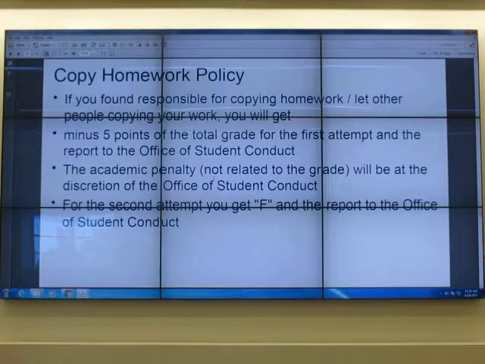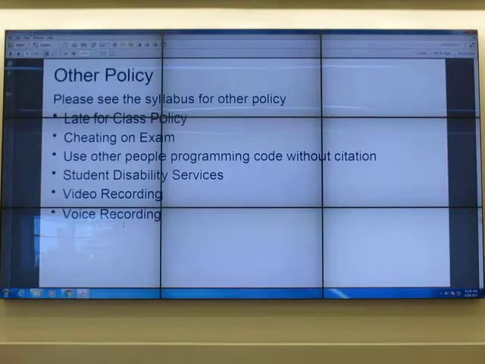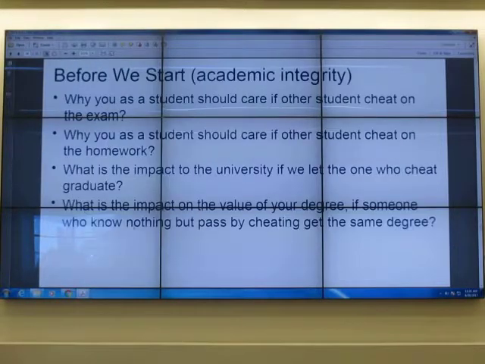According to the university policy, for the second attempt, your grade will be F and your academic sanction will be decided by the Office of Student Conduct. I don't decide your academic sanction. Don't copy the homework, okay? And I don't think your friends or your colleagues have time to help you or give you a copy of their homework. Other policy, cheating on the exam, you won't do it, right? Read the syllabus.